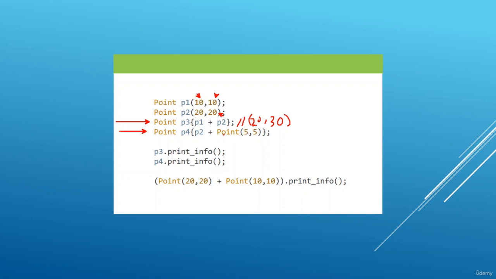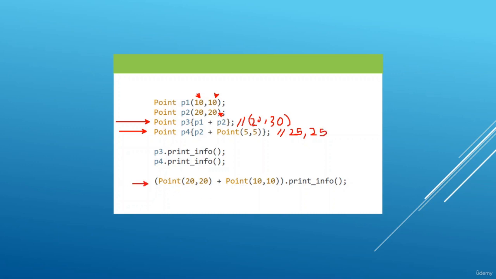Because for each member variable, we're going to take 20 and add a 5, and we're going to get a 25. And our point here is going to have an X member variable of 25, as we see here. And the Y member variable is also going to be 25. This is what we're going to see.